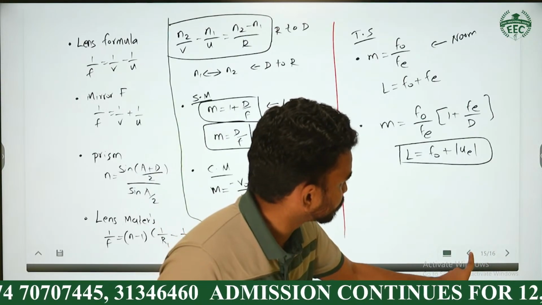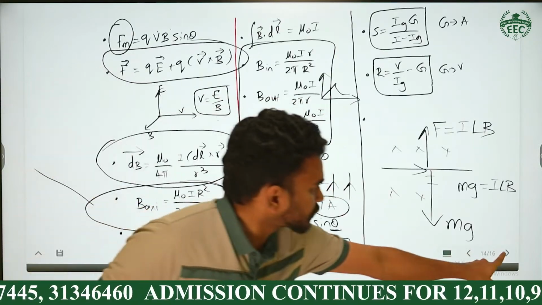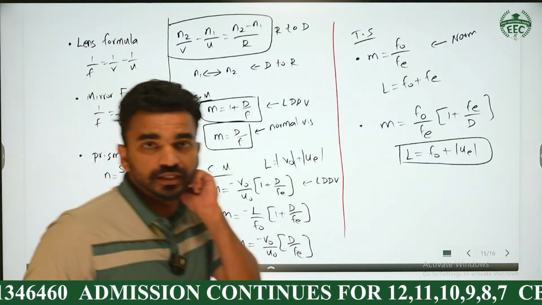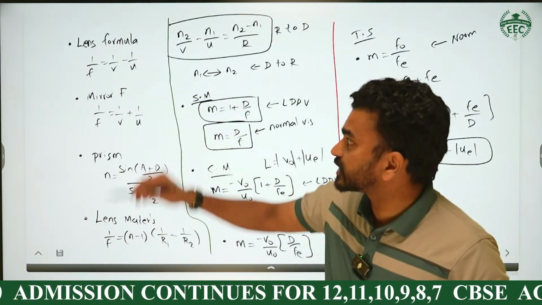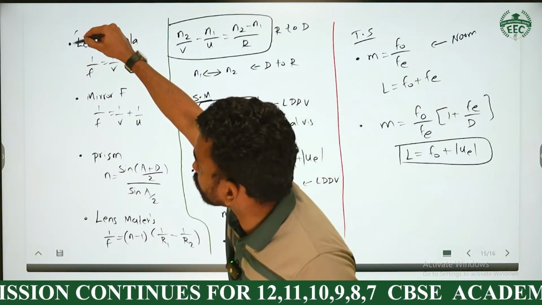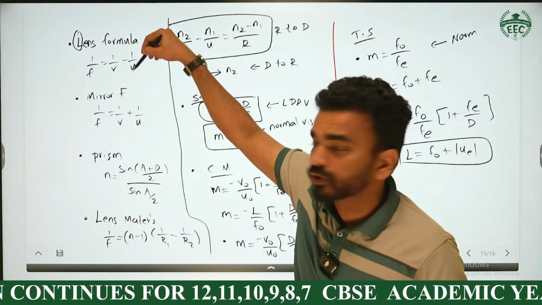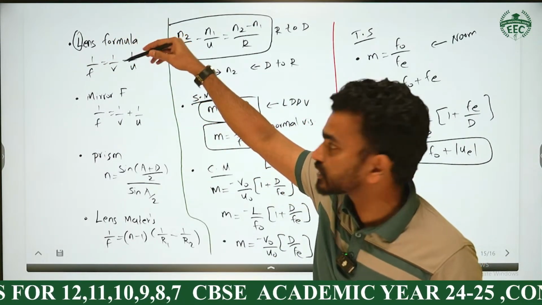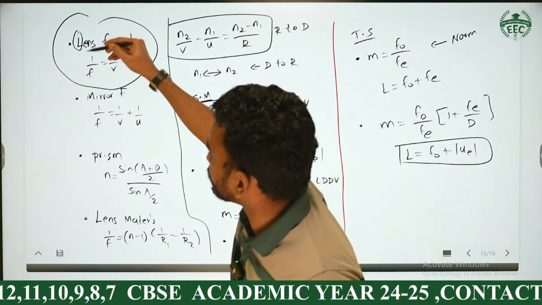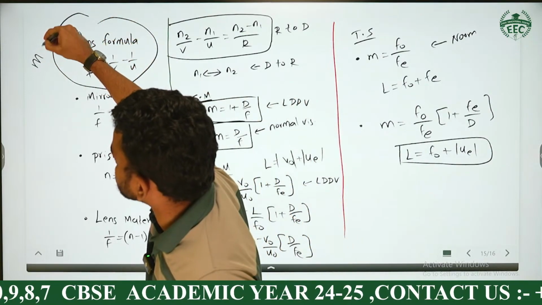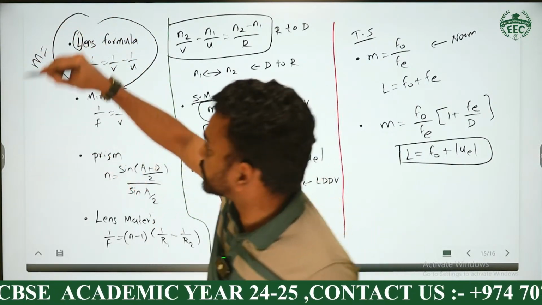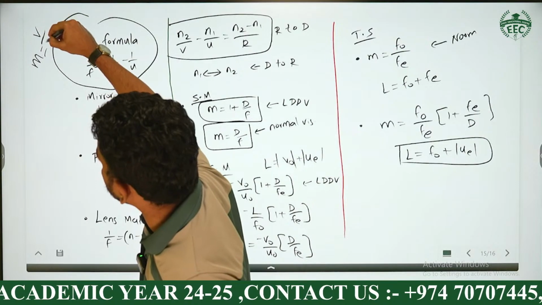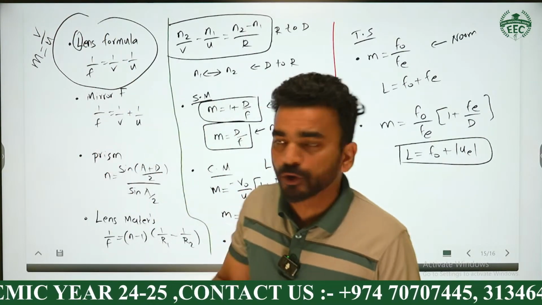Slide number 14. Okay, sorry. Here, no? Yes. In the chapter ray optics, you can see the lens formula. What's the lens formula? Look at this. 1 by F is equal to 1 by V minus 1 by U. V is the image distance, F is the focal length, U is the object distance. Remember this. I hope you know this. And one more thing I want to add here. What is the magnification formula for a lens? The magnification formula for a lens is V by U, image distance divided by object distance.